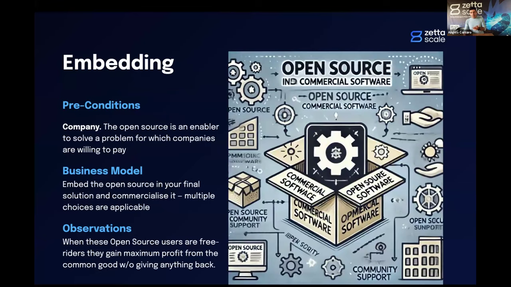Okay, and next is embedding. Embedding is really about taking one or more open source technologies and composing them in order to solve a problem for which some companies are willing to pay. So in this case, you would create a derivative work that composes multiple technologies and commercialize it. Now, when these open source users are free riders, they are the ones that gain the maximum profit from the common good without giving anything back. And sometimes these companies that build embedding don't even quote that they're using the open source project.